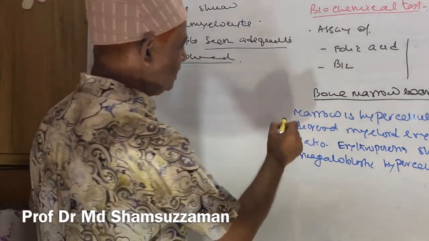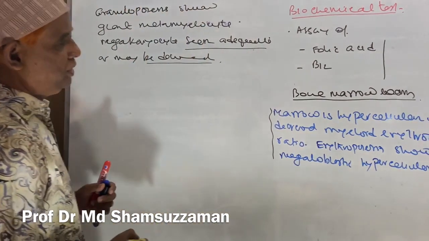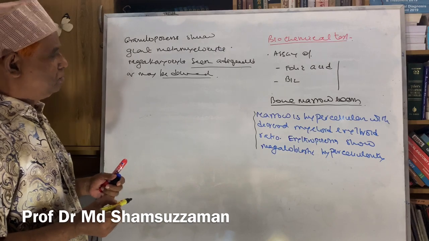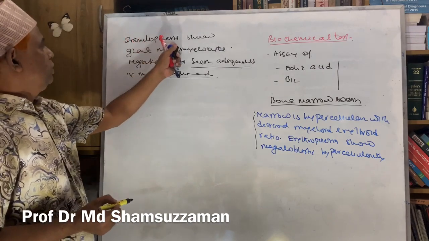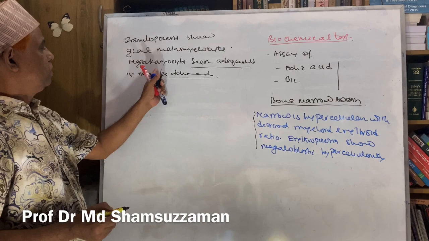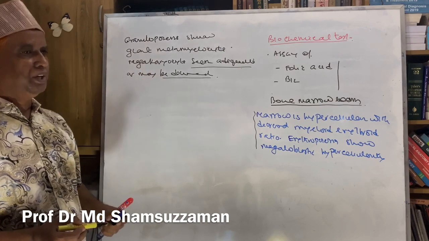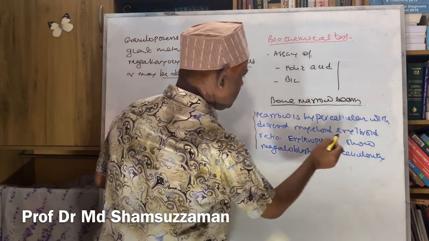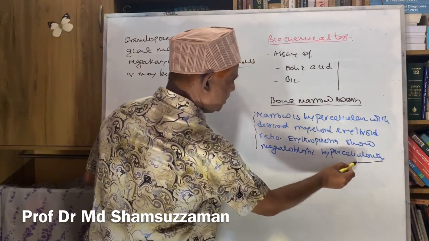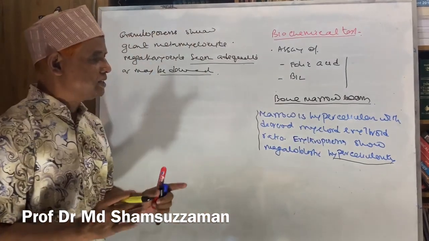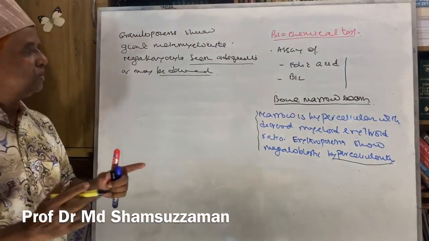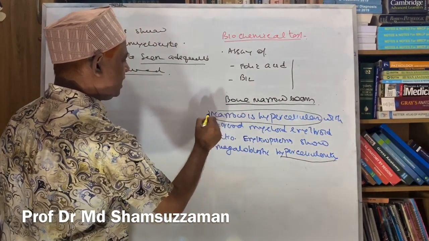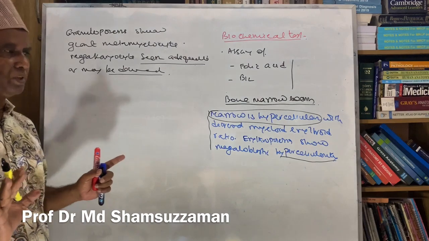So these are the bone marrow findings. Marrow is hypercellular with decreased myeloid erythroid ratio. Erythropoiesis shows megaloblastic hypercellularity. Granulopoiesis shows giant metamyelocyte. Megakaryocytes are seen in adequate number or maybe decreased. Dear audience, as there is hypercellular erythropoiesis, there is hypercellular bone marrow. Due to hypercellularity of the RBC series, marrow is hypercellular.